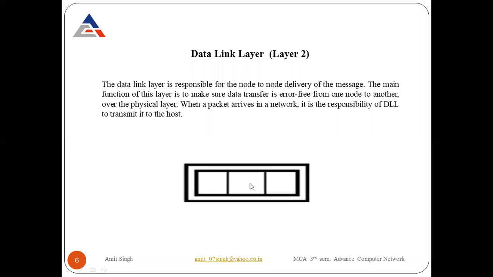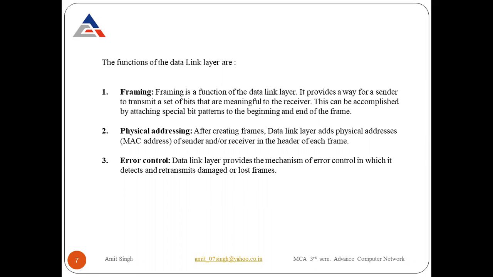The two functions are there. The first is that the data link layer is responsible for node to node delivery, system to system delivery. But the major responsibility is to make that data error free. Clear? Now, the functions of the data link layer. It has three main functions. The first is framing. Framing is the function of the data link layer.